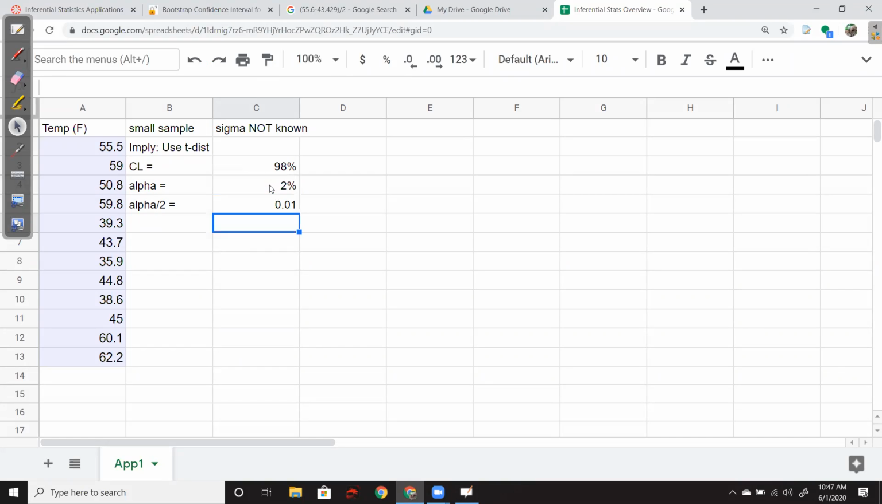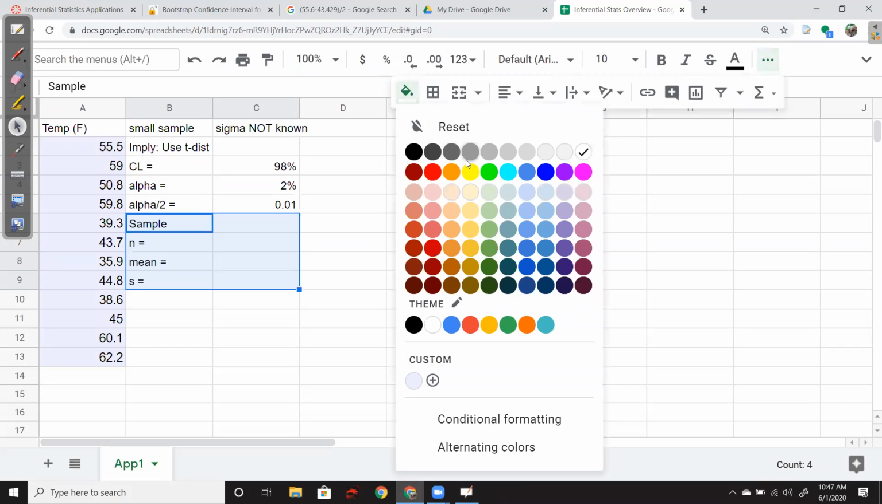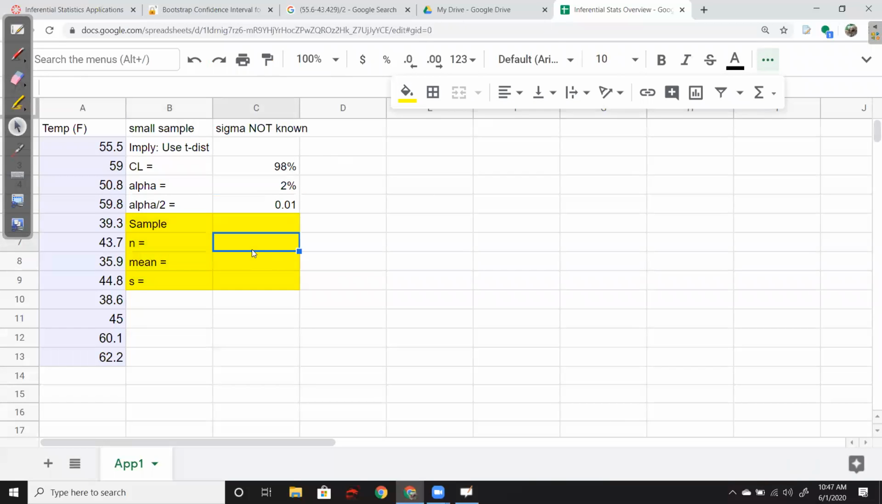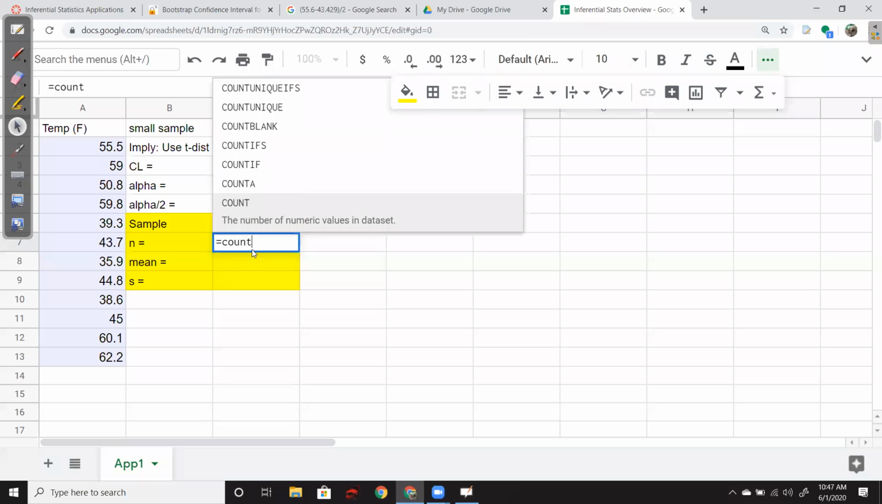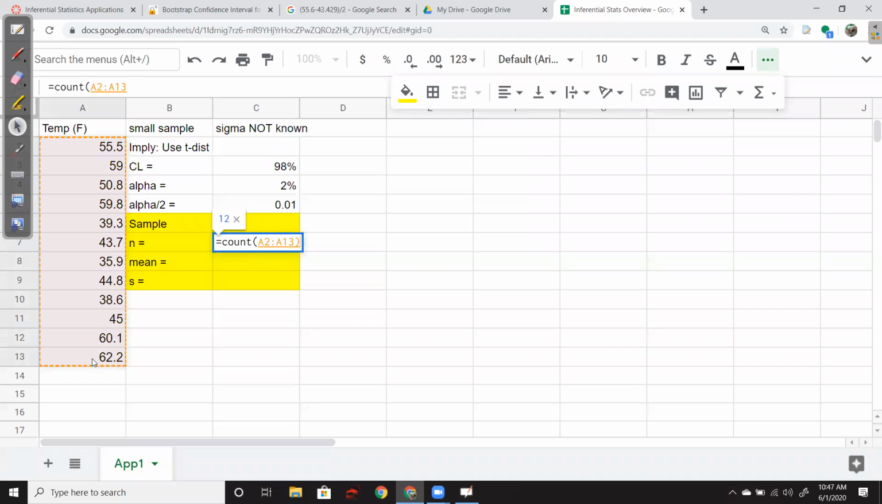Once I have that information, I also need information from the sample. From the sample, I need to know the sample size, n, the mean of the sample, and the standard deviation of the sample. So let's get those numbers here. Let's highlight those. There's my highlighter right there. Just to double check, it's always a good idea to have the computer count, because I'm always miscounting things when I point to stuff and try to do it.